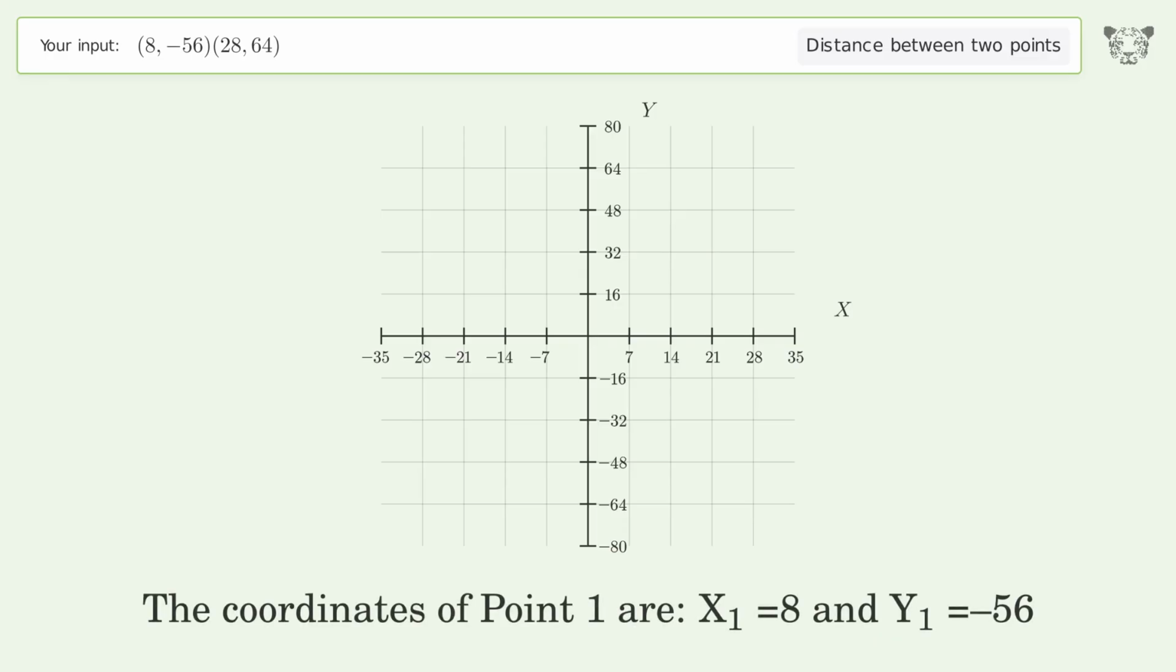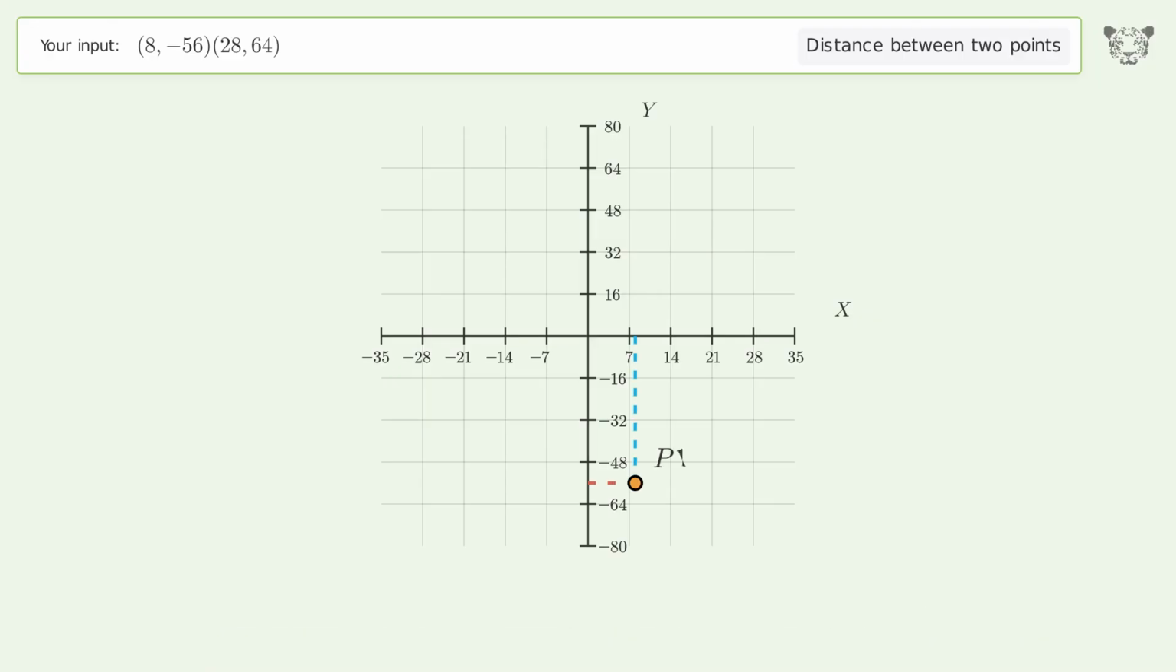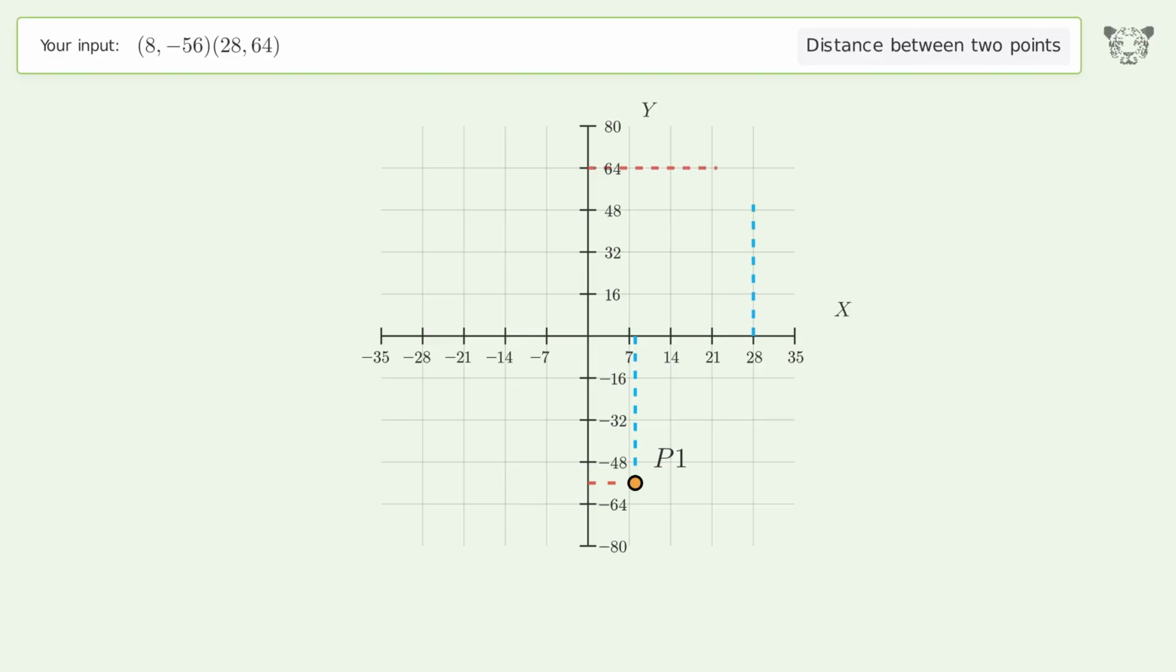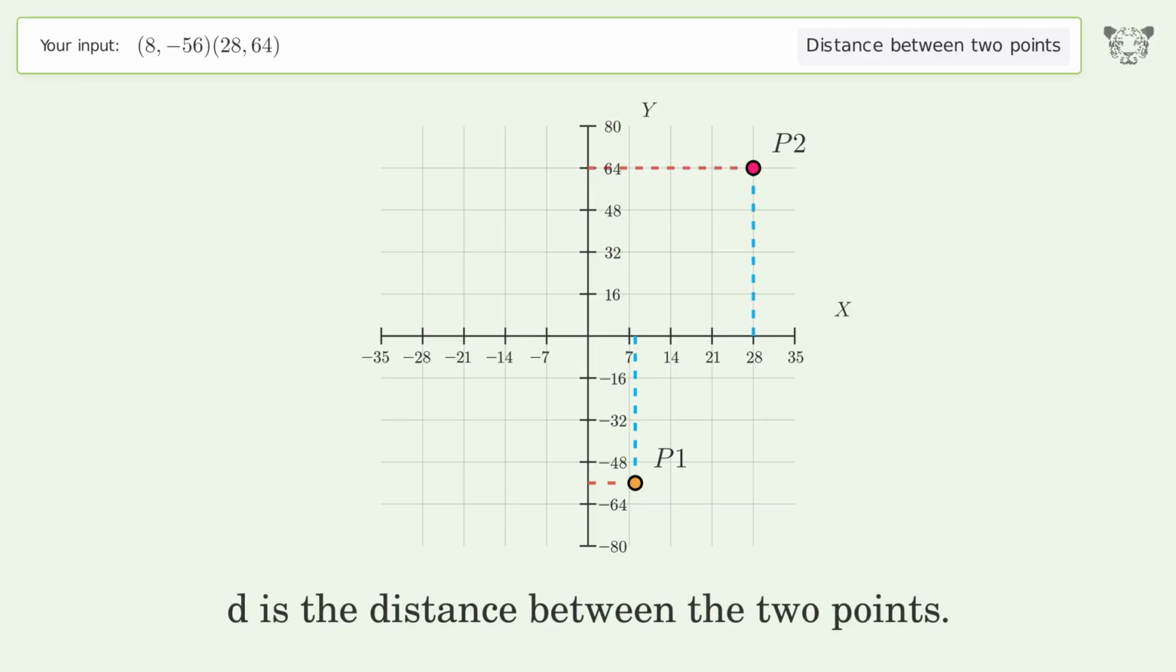The coordinates of point 1 are x1 equals 8 and y1 equals negative 56. The coordinates of point 2 are x2 equals 28 and y2 equals 64. D is the distance between the 2 points.